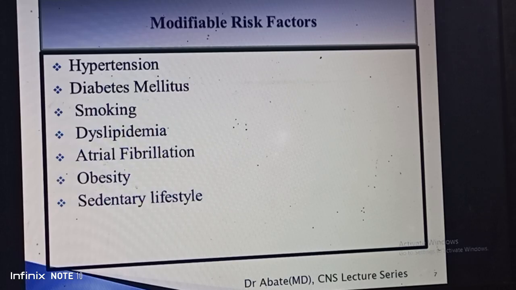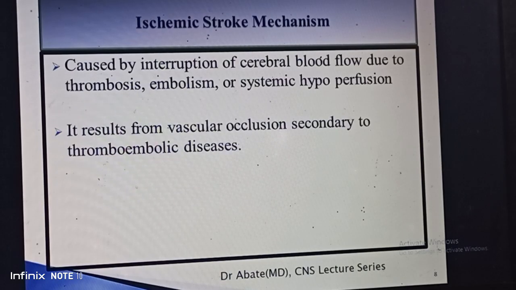The other modifiable risk factors are dyslipidemia, atrial fibrillation, obesity, and sedentary lifestyle. These are all modifiable risk factors because if someone has a sedentary lifestyle, you can teach them to do physical exercise so that they can decrease their cardiovascular risk. The same thing is true for dyslipidemia, atrial fibrillation, and obesity.